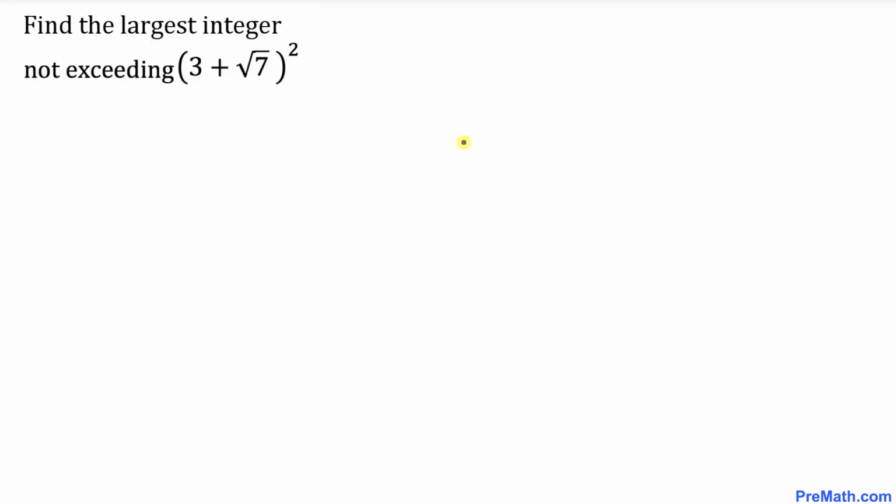Welcome to Premath. In this tutorial, we are going to find the largest integer that does not exceed this number, 3 plus square root of 7 whole square. So let's go ahead and get started with the solution.